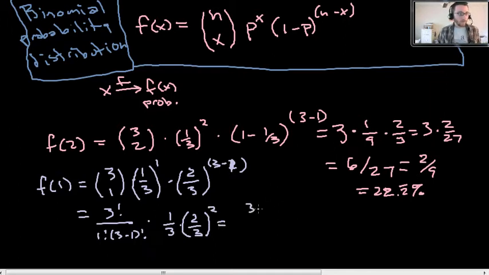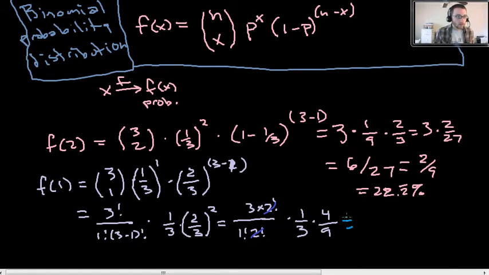This equals 3 factorial, let me do the denominator first, 1 factorial times 2 factorial, times 1/3. Now squaring 2/3, you get 4/9. And if we cancel these out, you should see that this will turn out to be 3. So this turns into 3 times, and then multiplying these, you get 4/27, which is 12/27, which is 4/9. There we go. That's 44.444%.